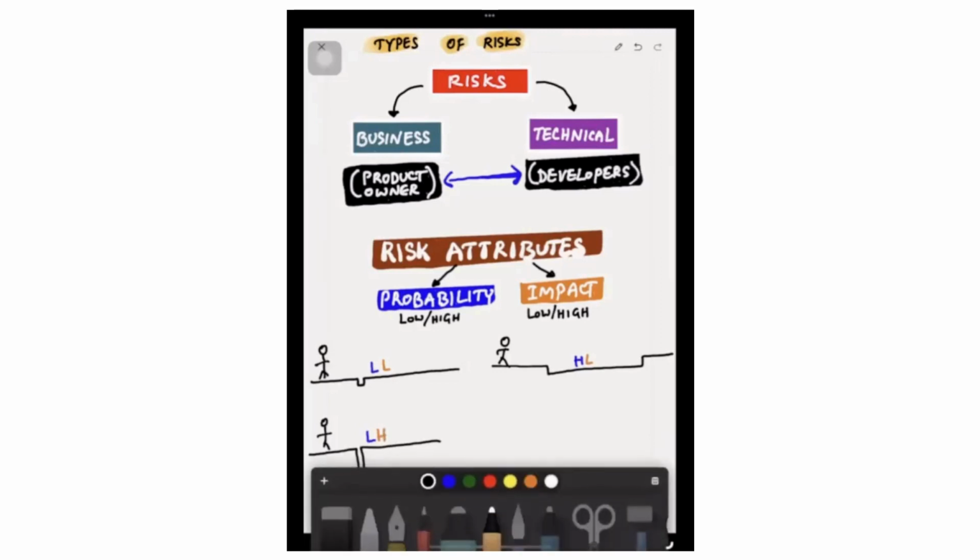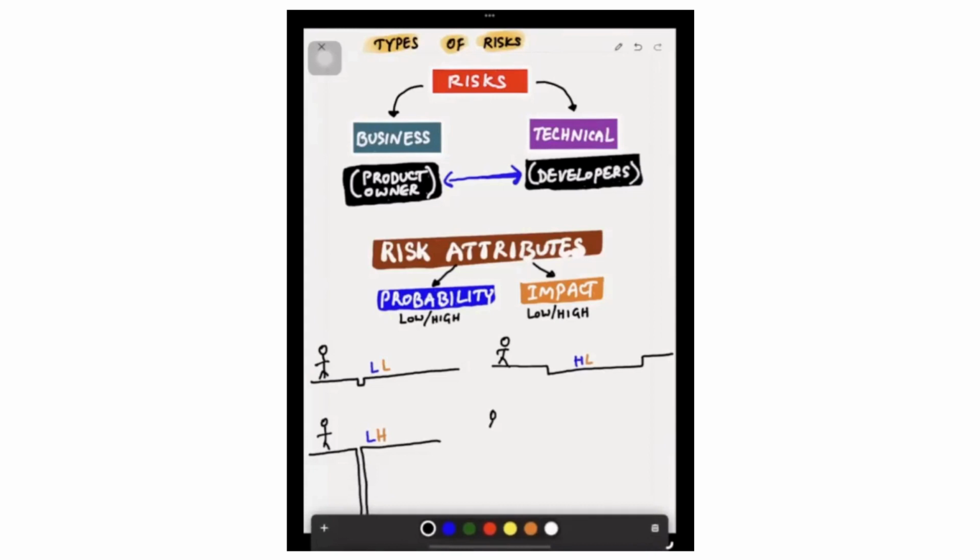In another case, let's say you're walking on the road. The hole is like this. It's a very deep hole, and the width is also high, and you see some kind of sharp items like rocks inside that. So obviously high probability and also high risk.